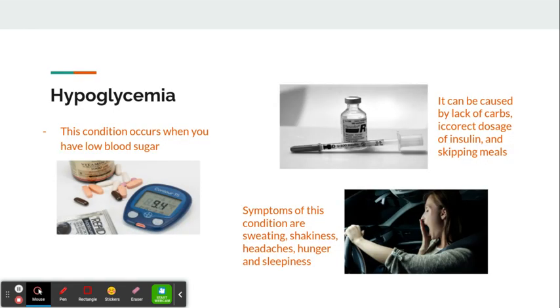Okay, my first topic is hypoglycemia. This condition occurs when you have low blood sugar. And here I included a picture of an example of low blood sugar. It can be caused by lack of carbs, incorrect dosage of insulin, and also skipping meals. Symptoms of this condition are sweating, shakiness, headaches, hunger, and sleepiness.